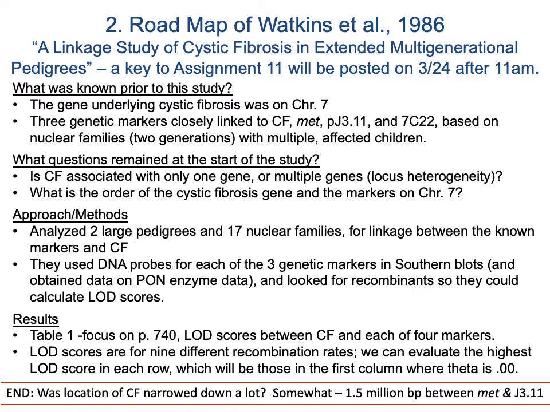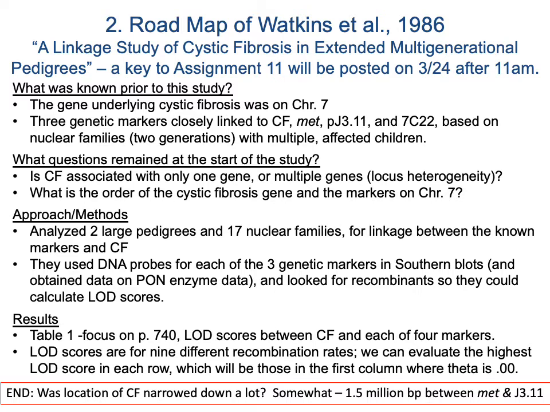Okay, assignment 11 was based on the Watkins paper, and just to remind you, what they knew prior to the beginning of the study was that the gene underlying cystic fibrosis was on chromosome 7, so other mapping studies had already been done, and they knew 3 genetic markers that were closely linked to cystic fibrosis. Those markers are MET, PJ3.11, and 7C22. Okay, so they already had some good genetic markers that were linked with cystic fibrosis.